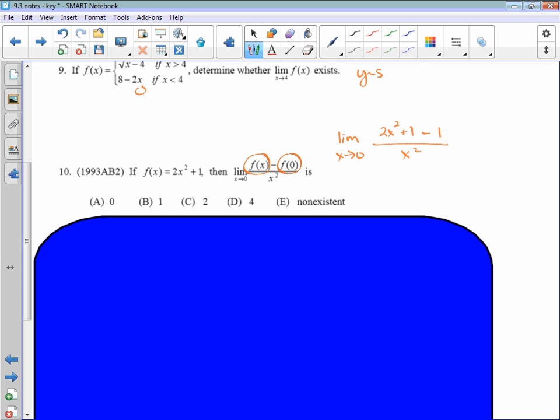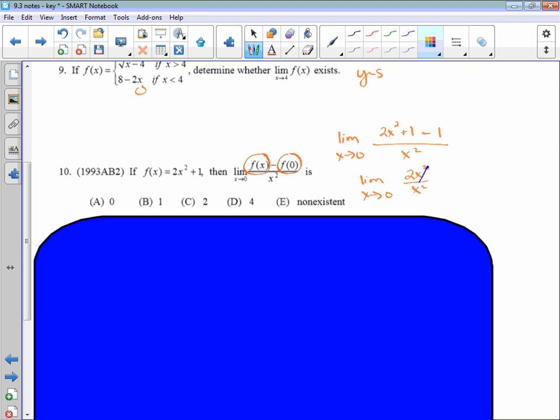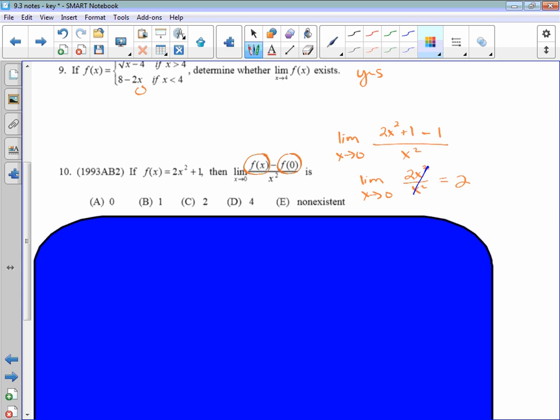So we can't just plug it in because we'd have 0 in the denominator, right? So let's do some simplifying. I've got 2x squared in the numerator. That's all that's left, right? Over x squared. So what happens there? The x squareds go away. So I'm left with just a constant of 2. So what does that make my limit? 2. So C is the right answer. So you don't plug in. There's no x left to plug it into.